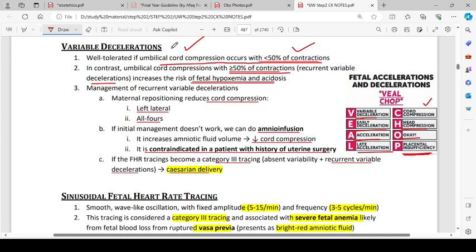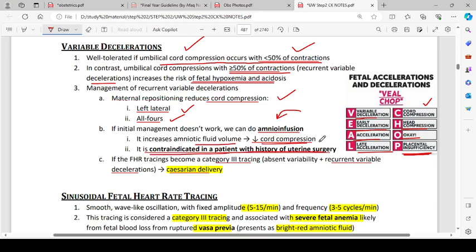You must remember that these changes, accelerations or decelerations, we are talking about are on the cardiotocography. The chart has accelerations, decelerations, and baseline variability. Management of recurrent decelerations is maternal repositioning, which reduces the cord compression: left lateral and all fours. These are two positions. If initial management does not work, we can do amnioinfusion. It increases the amniotic fluid volume and decreases the cord compression. It is contraindicated in patients with a history of uterine surgery.